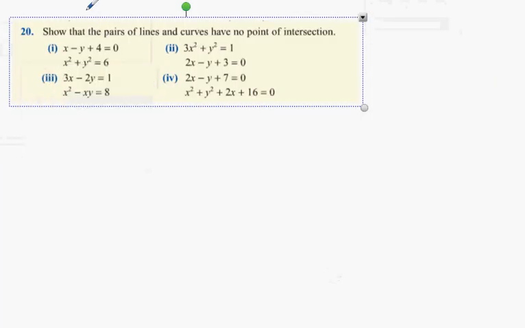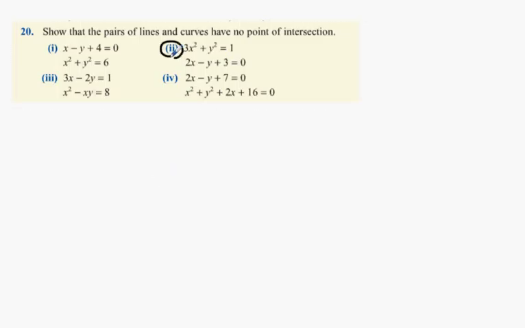What we have is this, guys. Show that the pairs of lines and curves do not have an intersection. Which is 30 part 2, is it? Okay. What usually happens is we have a curve of some variety.